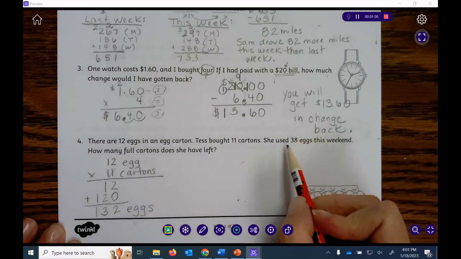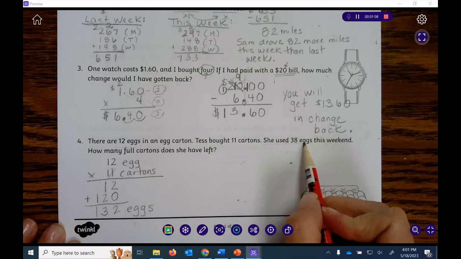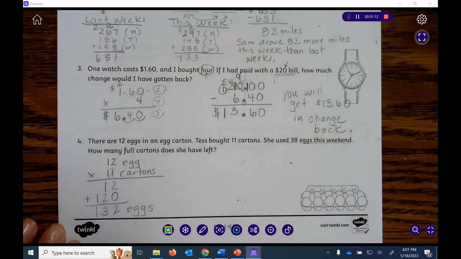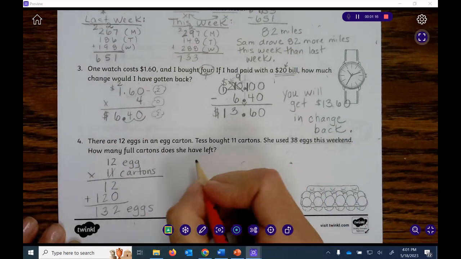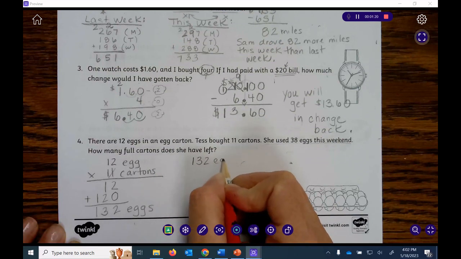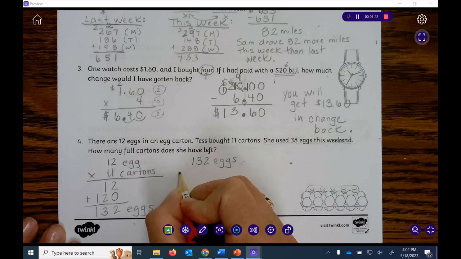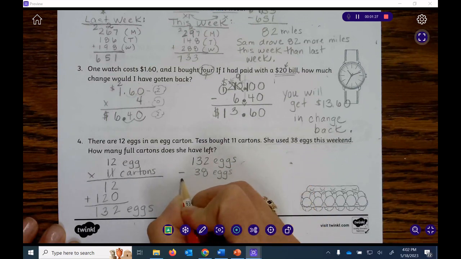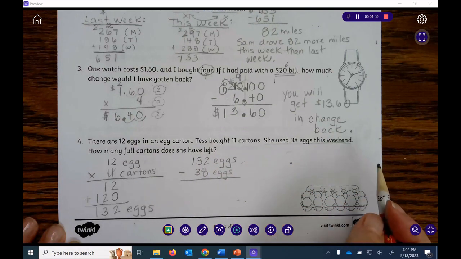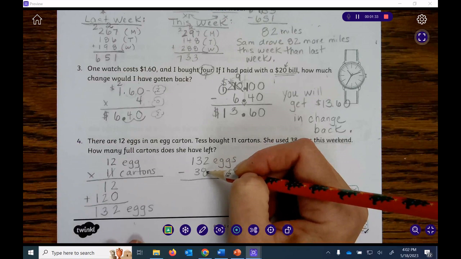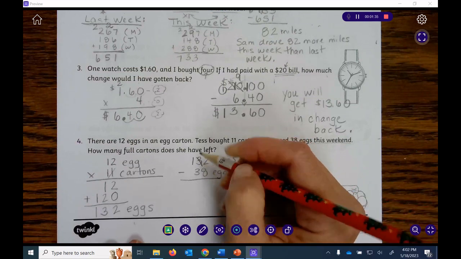We're told next that she used 38 eggs this weekend. All right, so she used 38 eggs, so that means that's a subtraction problem. So we're going to have our original 132 eggs, and we're going to subtract 38 eggs to see how many she has left over. All right, we cannot have 2 and take away 8, so we're going to borrow from the 3 and make it a 2.